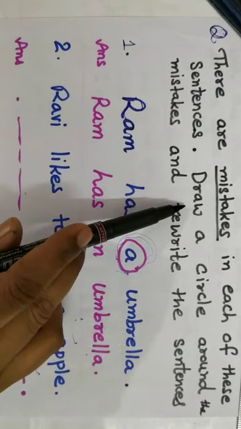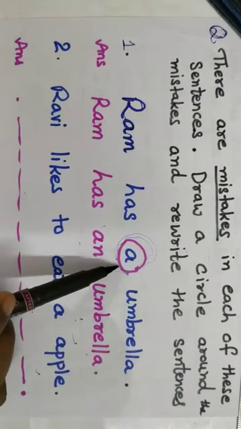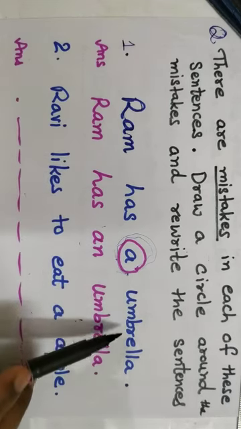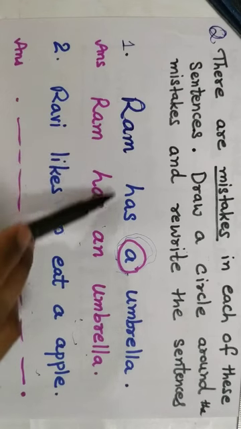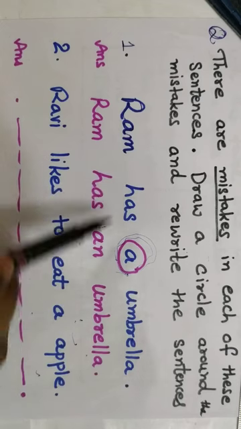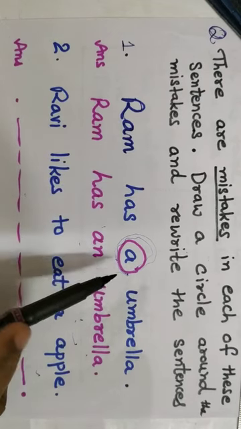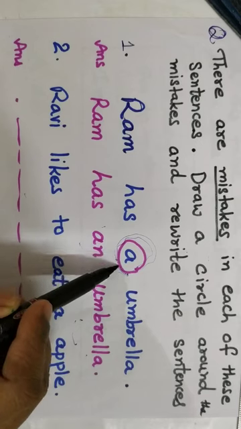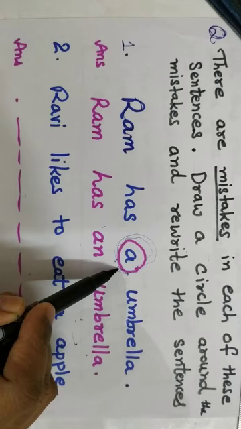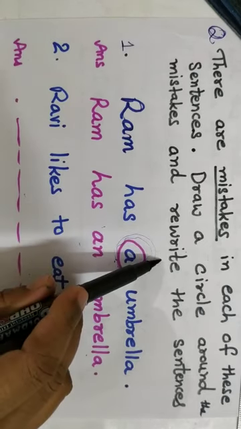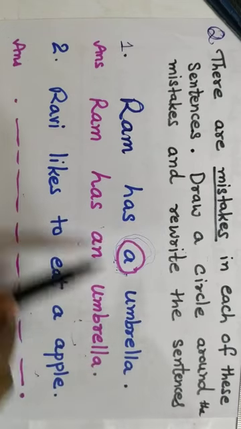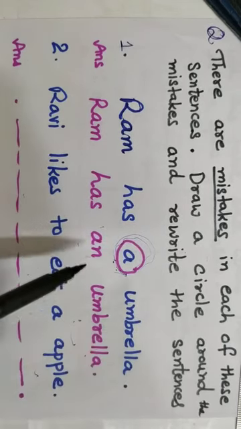What you have to do, children? You have to draw a circle like this. आपको क्या करना है? Sentence blue color से जो लिखा हुआ है, that is in your practice book also, page number 2. See, the question is written like this. One is done for you. You have to circle the mistake. जो गलती है उसको circle कर देना है and rewrite. That means you have to write the sentence again. Rewrite the sentences. You have to write the complete sentence again.